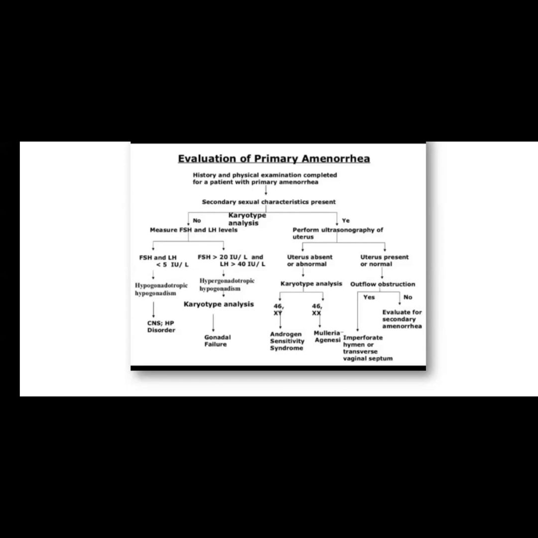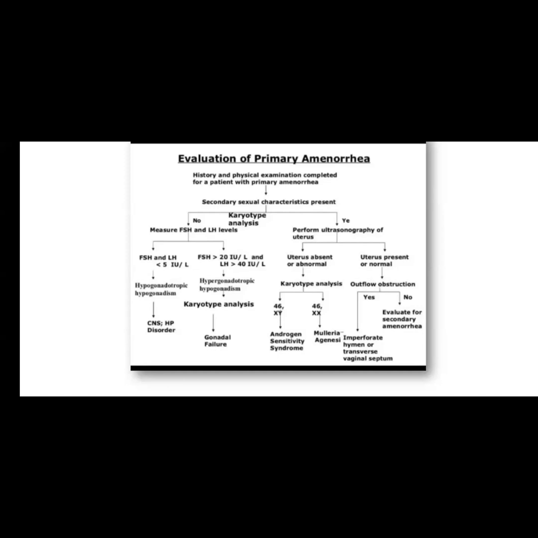the patient. If the karyotype comes out to be 46XY, this is androgen insensitivity syndrome, which is again further subdivided into partial as well as complete. However, if the uterus is absent, patient is having normal breast development along with the karyotype, which is 46XX, then she is the case of Mullerian agenesis, that is Mayer-Rokitansky-Kuster-Hauser syndrome.